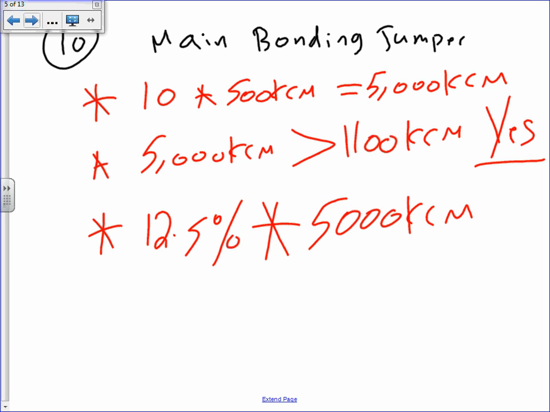The code reference for this main bonding jumper is 250.28, and I always like to write it as 28D as in dog, and 1. And also 250.66. These are where you get the info: the 250.66 table, T for table, and section 250.28(D)(1).